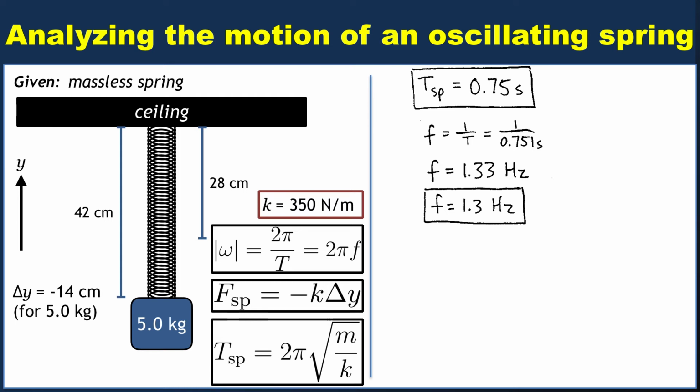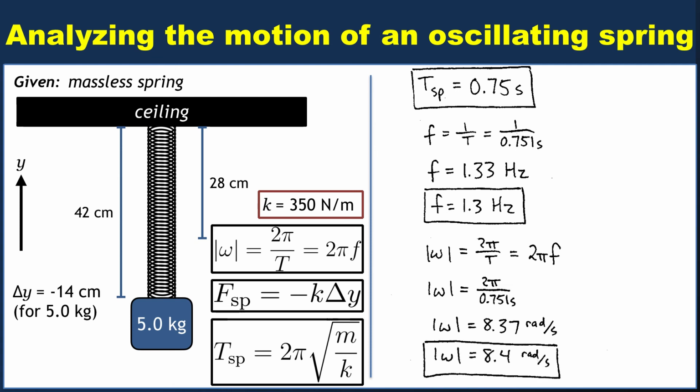As a last step, we'll calculate the angular frequency. All we have to do is multiply this result by 2 pi. You could also get it by calculating 2 pi divided by the period. Either one of those strategies will give you an omega value of 2 pi divided by 0.751 seconds, which is equal to 8.37 radians per second, or, to 2 significant figures, 8.4 radians per second.